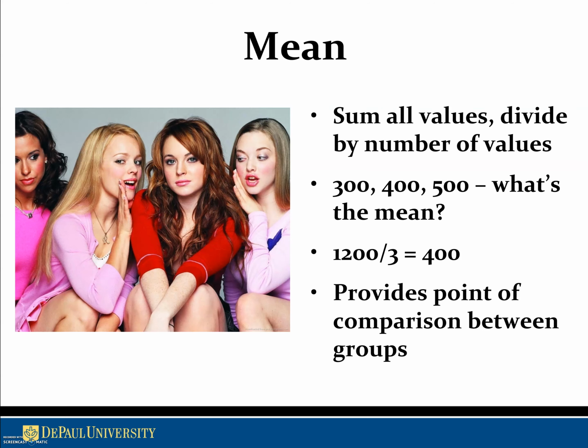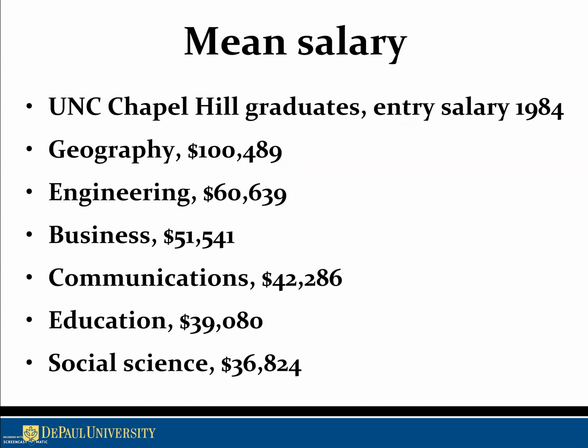And this provides, with mean, a point of comparison between the groups. It's useful for most instances. We'll talk about the exceptions when you might want to use the other two. Here's one of the great examples of when mean is not the best: when comparing salaries. The famous example of entry-level salaries for UNC Chapel Hill graduates from 1984 data. And as you can see, when they compared across careers, you would expect things like business or engineering to have high average salaries based on labor statistics from the government.